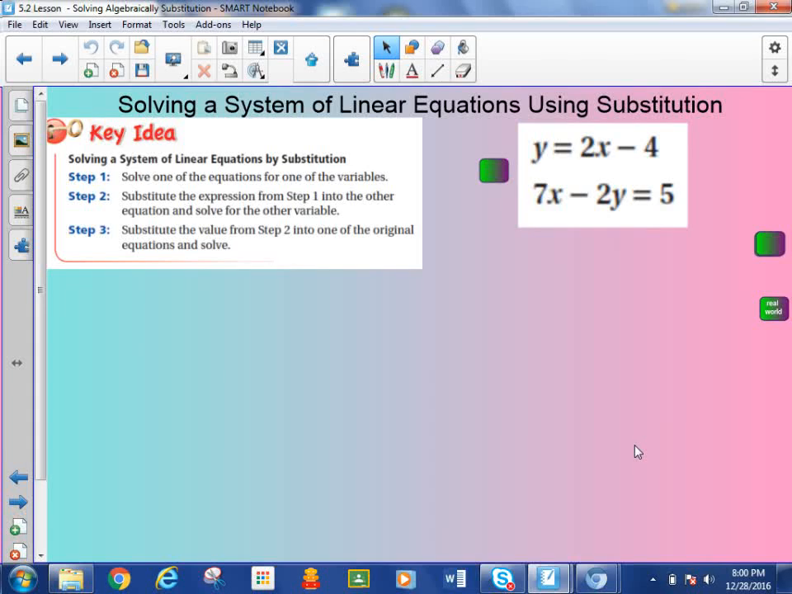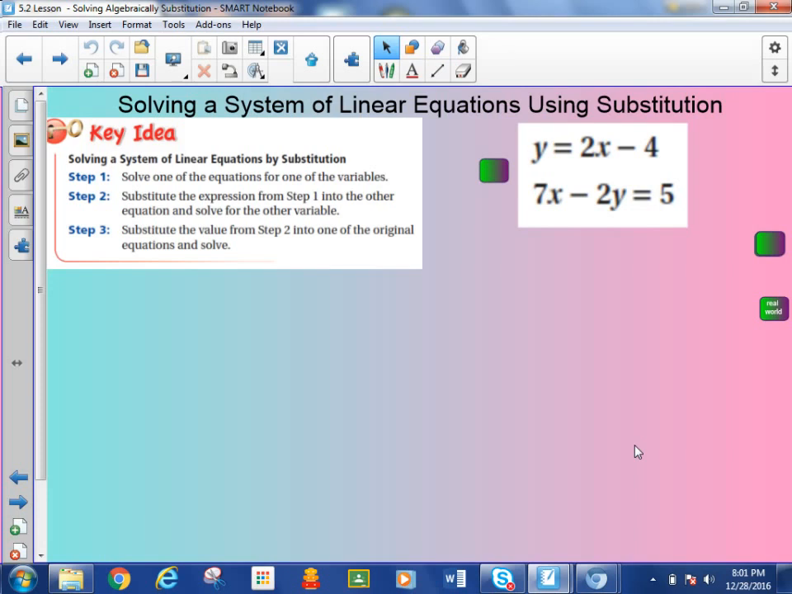We're going to be working with solving systems of equations using substitution. Once again, systems of equations is where we have more than one equation and we're trying to find whether or not they have a common point that they share.